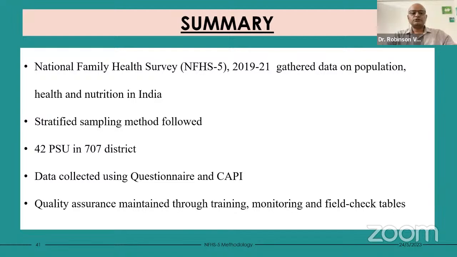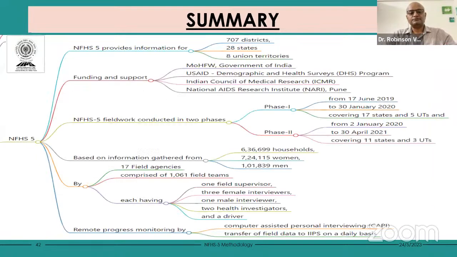Now let's summarize today's seminar. NFHS-5 was conducted during the years 2019 to 2021, which gathered data on population, health, and nutrition in India. A stratified sampling method was followed in this survey. In total, 42 primary sampling units in 7 districts were done. Data was collected using questionnaire and CAPI. Quality assurance was maintained through training, monitoring, and field check tables.